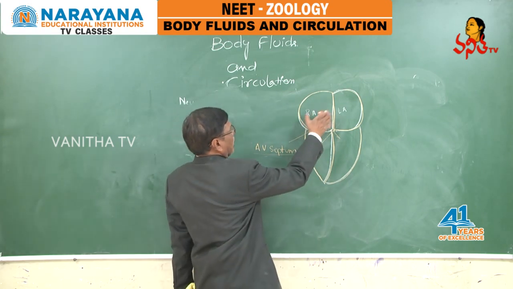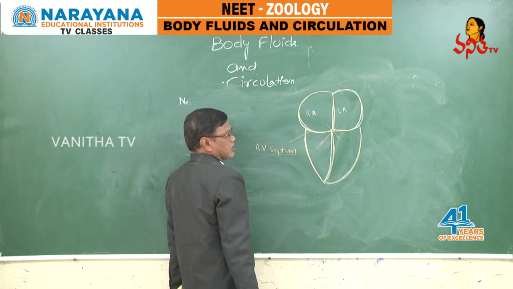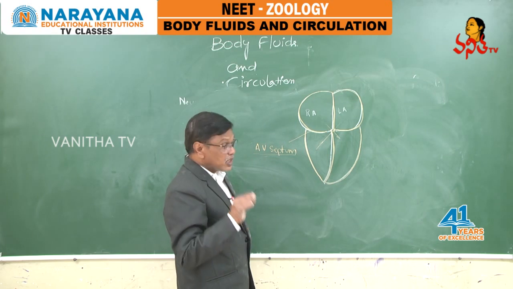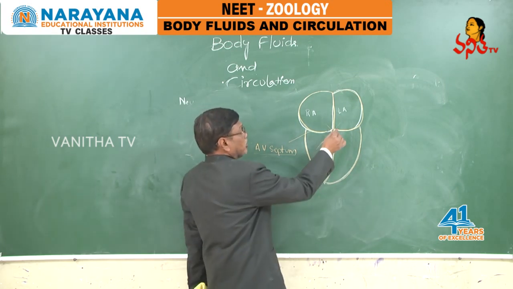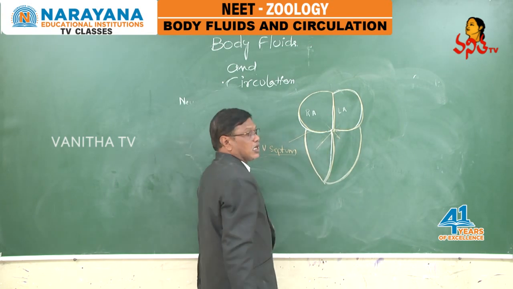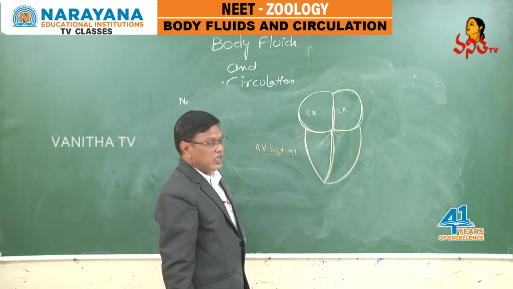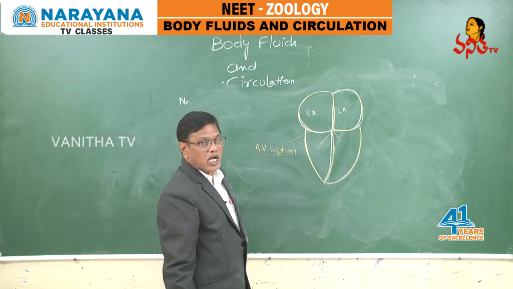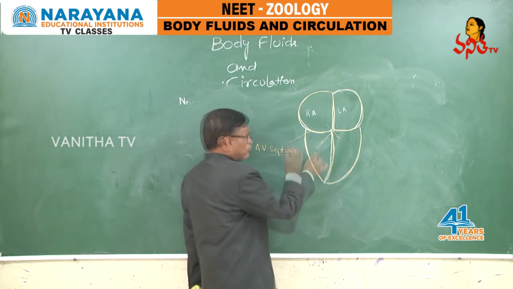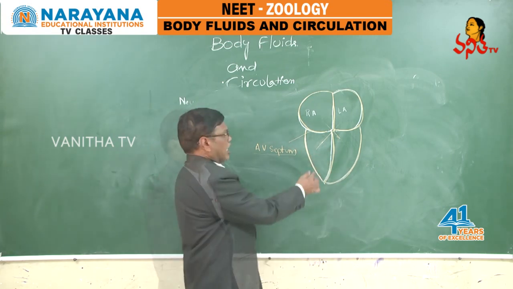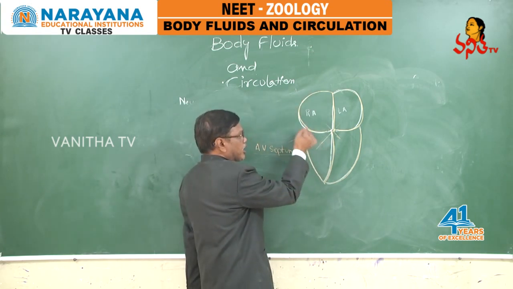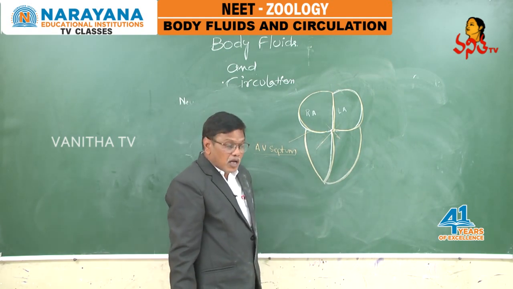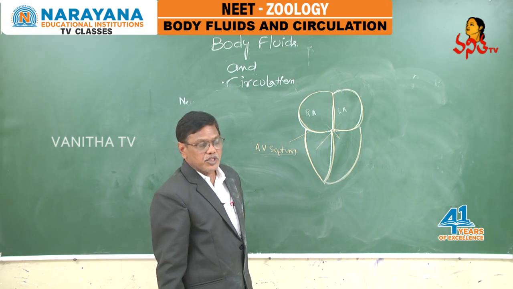The anterior chambers, the auricles, together atria, are the receiving chambers. The left auricle receives oxygenated blood through pulmonary veins. The right auricle receives deoxygenated blood through caval veins. The ventricles are pumping chambers. The right ventricle pumps deoxygenated blood to the lungs for oxygenation. The left ventricle pumps oxygenated blood to different parts through the systemic aorta.